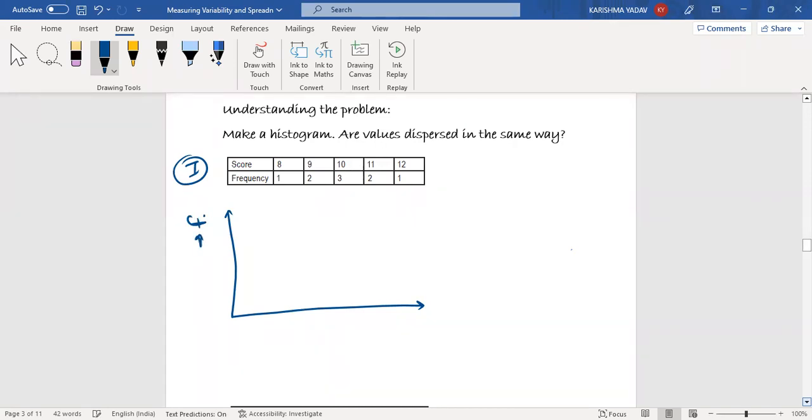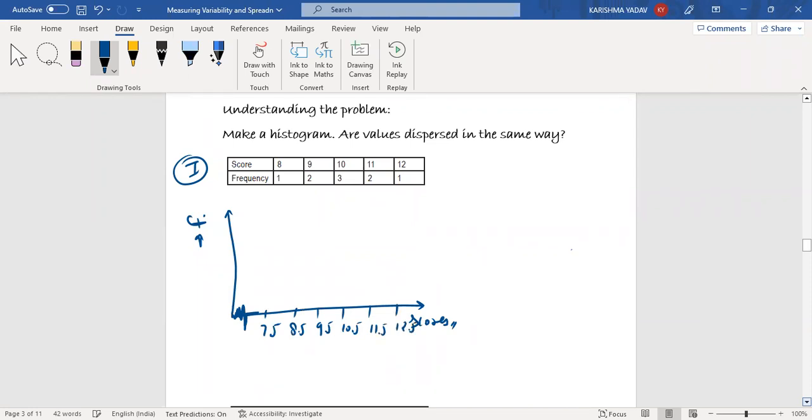It is frequency here, and here come the scores. Now, for making the histogram, we need continuous data, right? So we are going to use 7.5, and there are other numbers here too: 1.5, 2.5, 3.5, 4.5. So I am depicting it like this: 7.5, 8.5, 9.5, 10.5, 11.5 and 12.5.